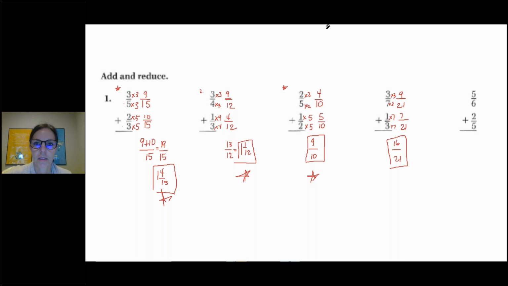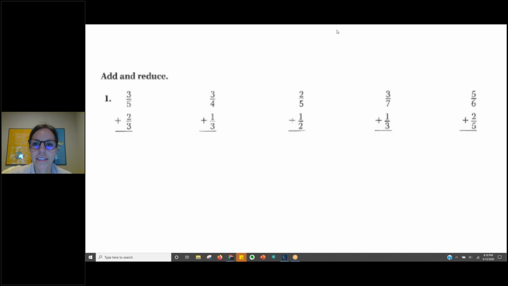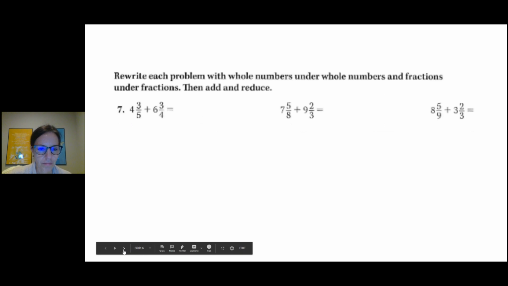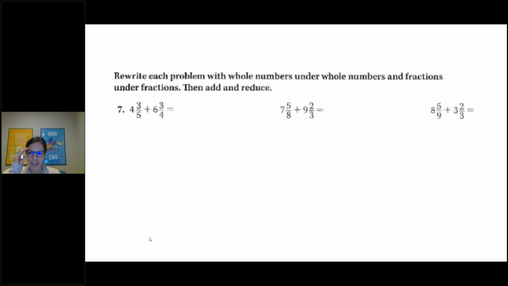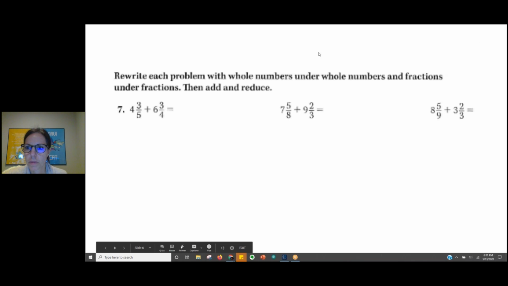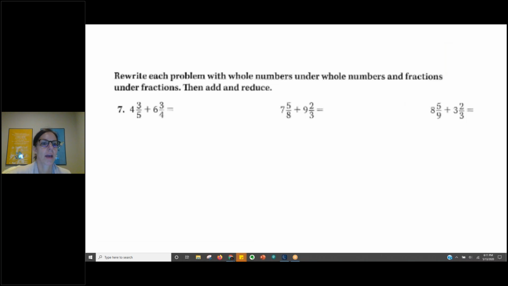Okay. All right. So erase all drawings. I need my little cursor. All right, let's just do a couple of these with the mixed numbers, adding mixed numbers, because that's what these word problems are going to look like. Let me move this over. Oops, I didn't realize it all separated. There we go. Okay, rewrite each problem with whole numbers, and fractions under fractions, then add and reduce.